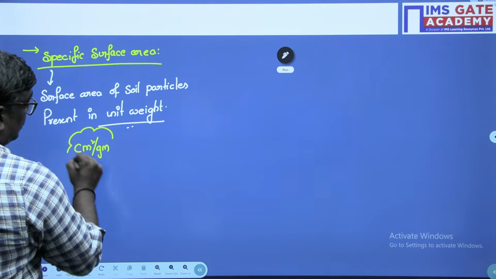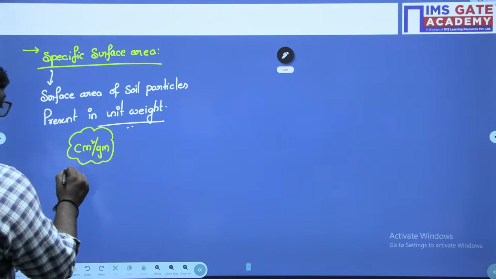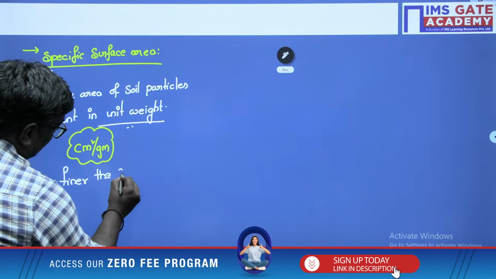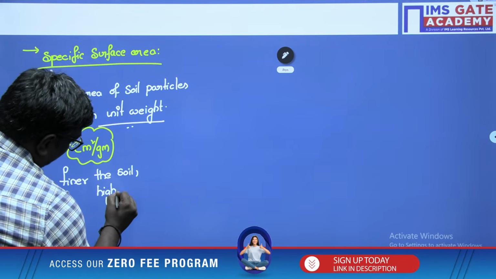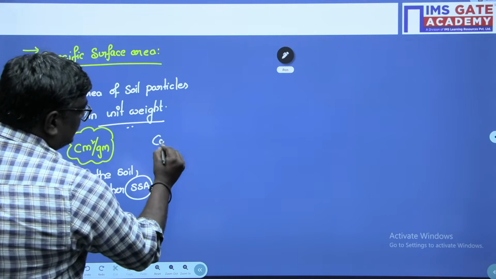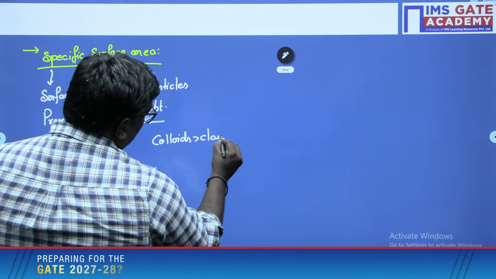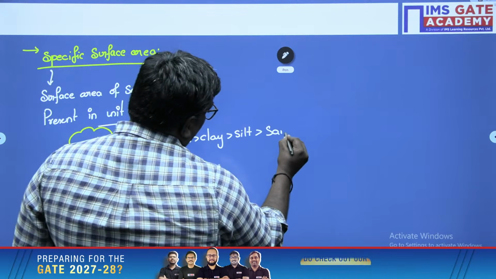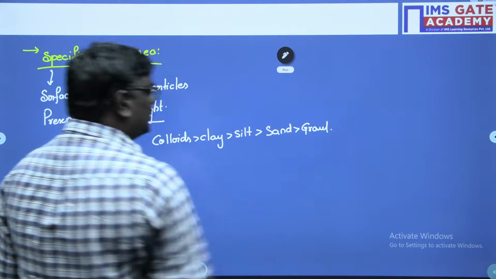Sir, this is very, very important, one of the important objective questions. Finer the soil, higher the specific surface area. So colloids will have more than clay, clay will have more than silt, silt will be more than sand, and sand will be more than gravel. This will usually be the order, my dear students.